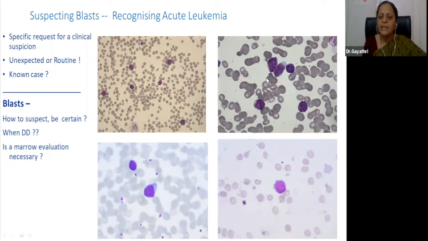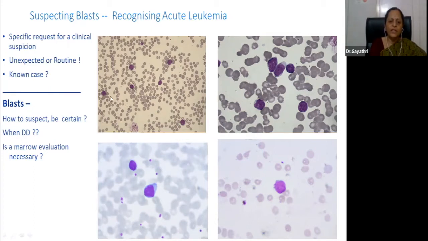You get a smear in a routine tray, and you must not miss these cells. There are other cells here, normal lymphocyte here, normal lymphocyte here. These other 3 cells here are all blasts. Such a smear can be there in an unsuspecting case, when you're just looking at a routine tray, and you should not miss these. And maybe it is a case with a clinical suspicion of acute leukemia, and then you would need to pick up these blasts.